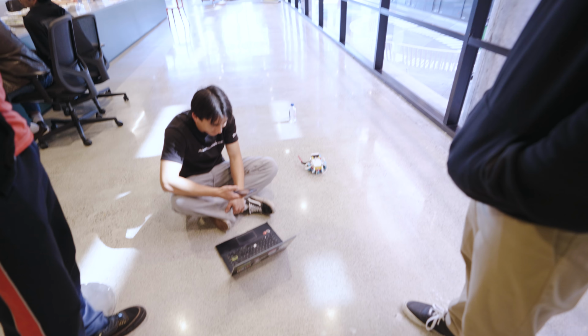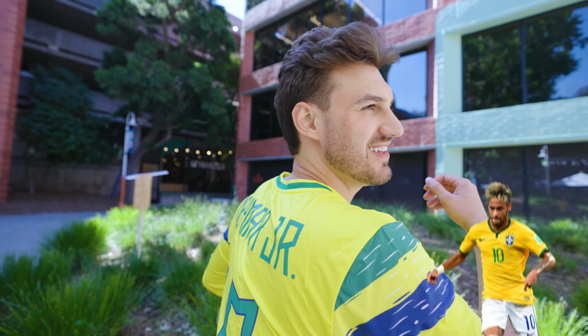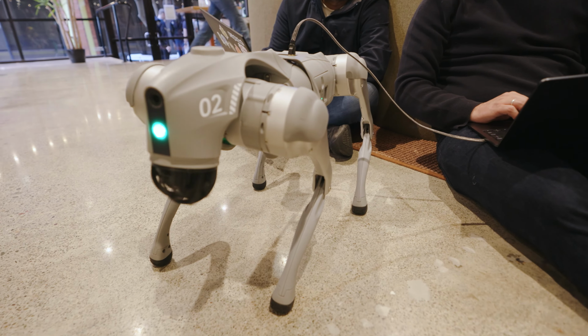So the purpose of this hackathon is for people to build something related to the World Cup. Today I am wearing the Brazilian jersey because I am from Brazil. Actually, it is the Neymar one. And there are also some other people wearing jerseys today. The idea is that within a few hours, they want to build something very cool using AI products.